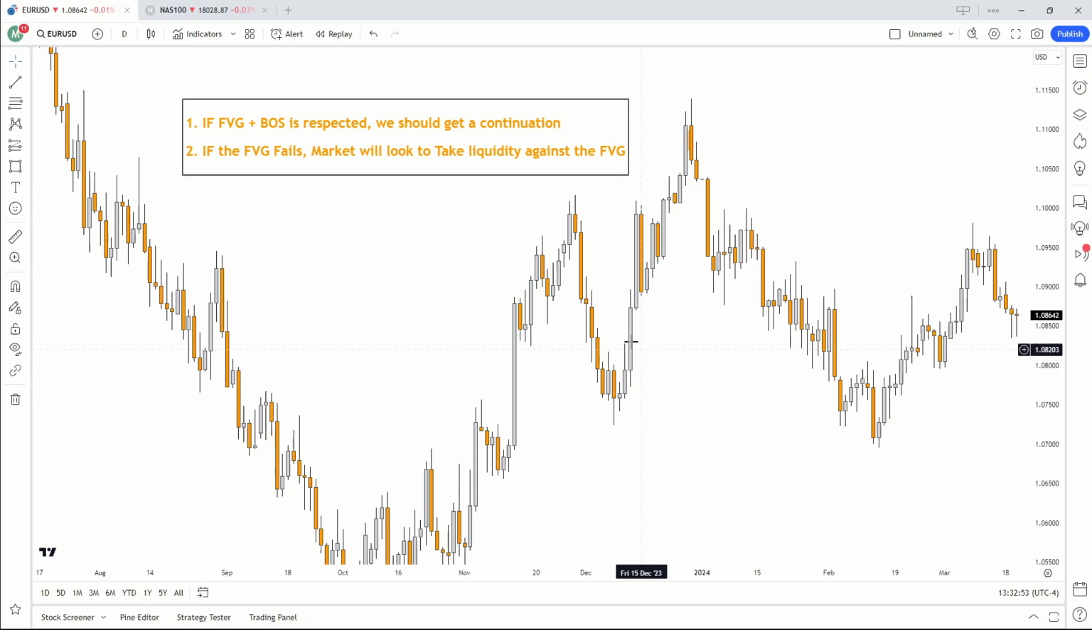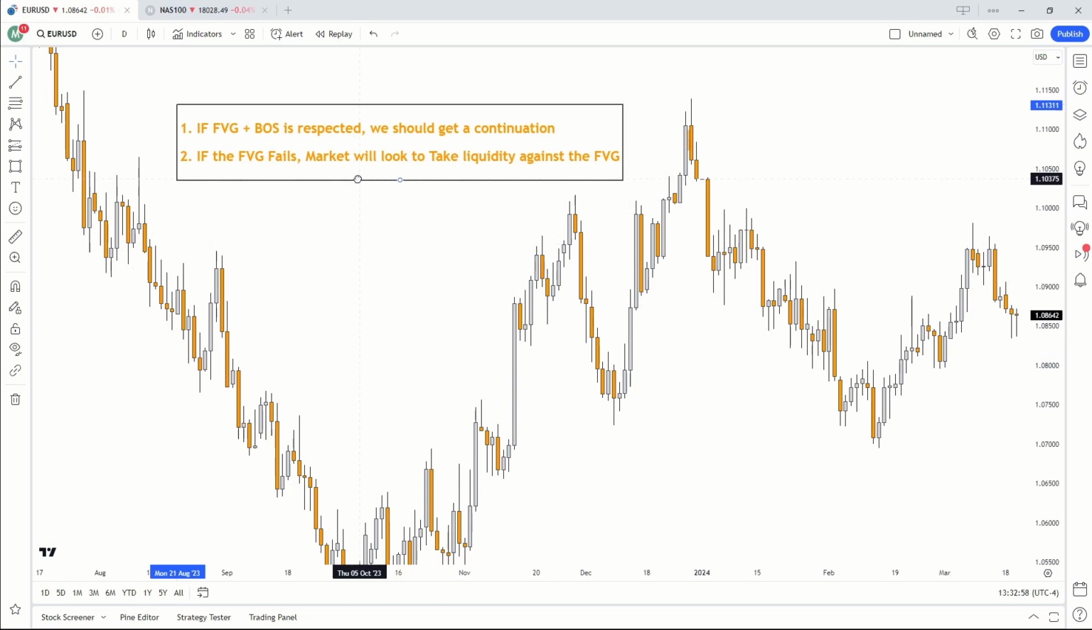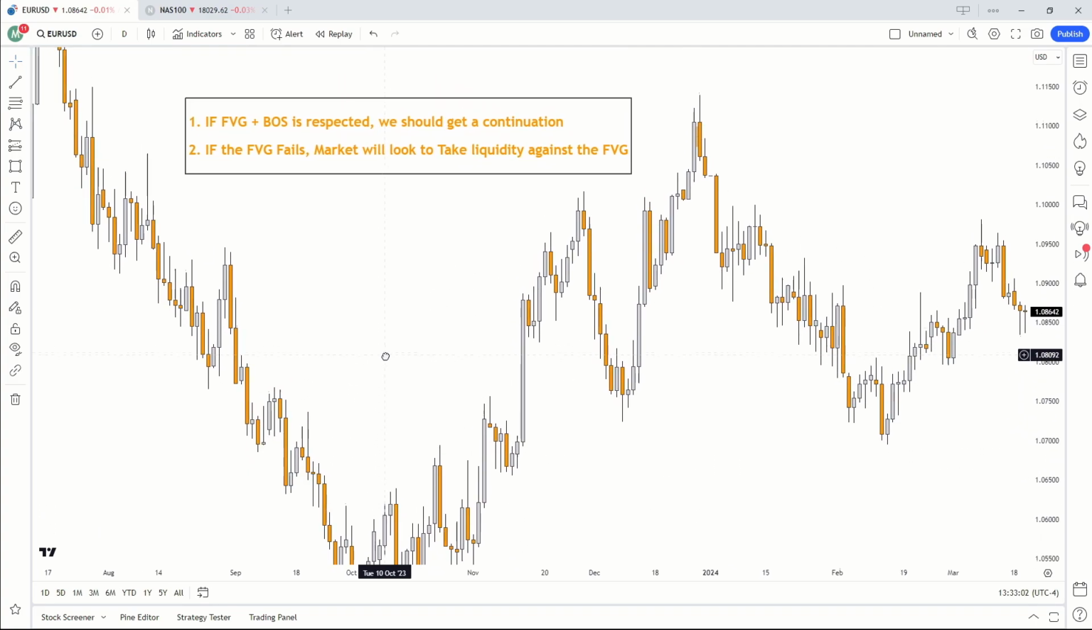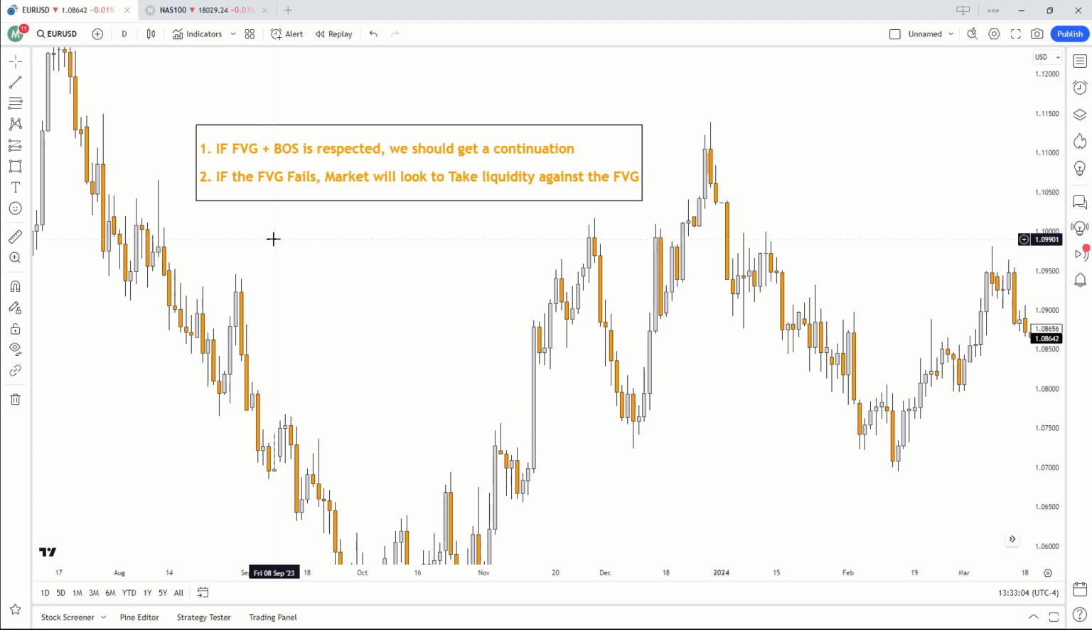Alright guys, I'm going to go over 2 concepts which no one else is talking about. This will teach you what price action is trying to tell you in reality. So let's get into it. So I'm going to show you guys what fair value gaps are trying to tell you if they are respected, and what fair value gaps are telling you if they are not respected.